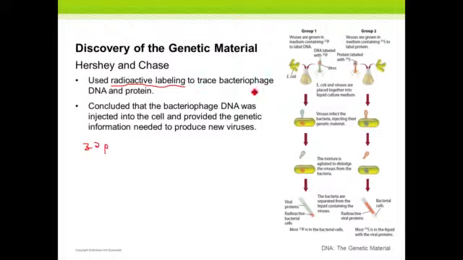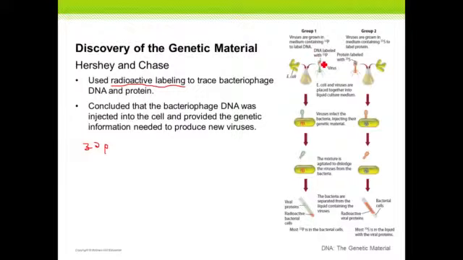So what he did was, he took one group of DNA, he labeled the DNA with phosphate 32, and one with the proteins labeled. So here he had the DNA labeled with radioactivity, here he had the proteins labeled with radioactivity.